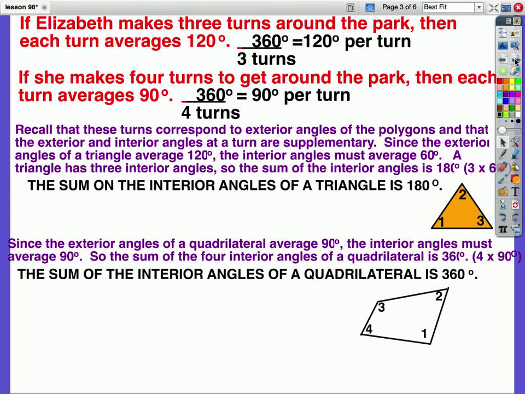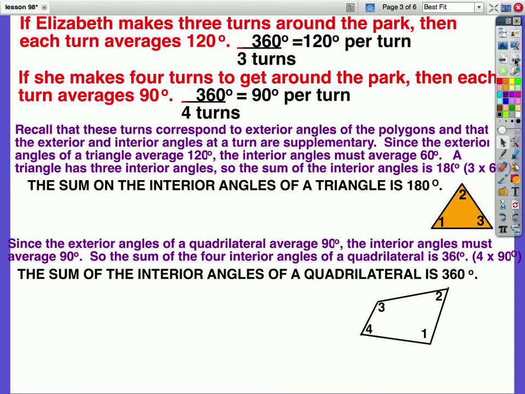So recall that these turns correspond to exterior angles of a polygon, and that exterior and interior angles at a turn are supplementary. Since the exterior angles of a triangle average 120 degrees, the interior angles must average 60 degrees. 120 plus 60 is 180. So, a triangle has 3 interior angles, so the sum of them has to be 180 degrees. 3 times 60 is 180 degrees. So, for any triangle that we may have, the 3 angles have to add up to 180 degrees.